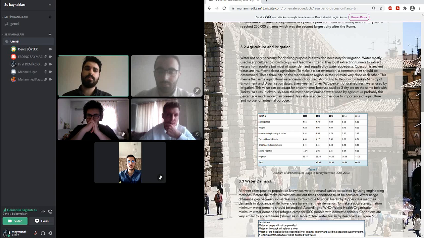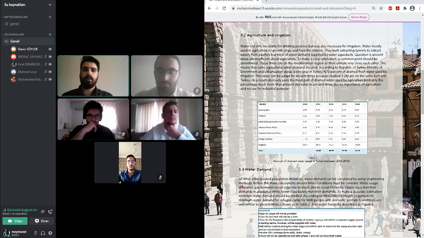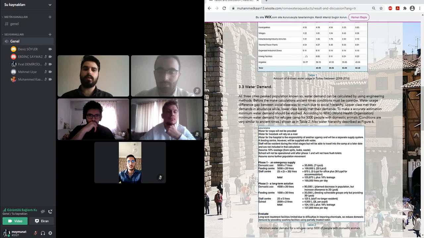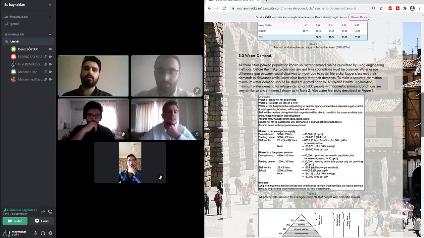Now I'm going to speak about water demand. For all these cities, peak population is known, so water demand can be calculated by engineering methods. Before making the calculation, ancient times conditions must be considered. The water usage gap between social classes was very large due to social hierarchy.